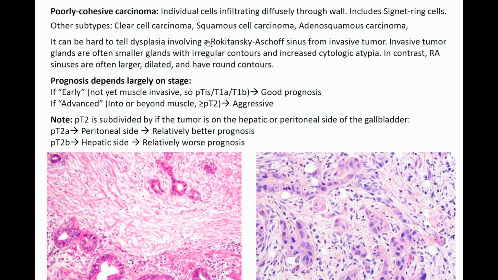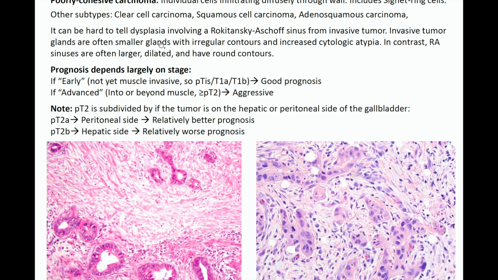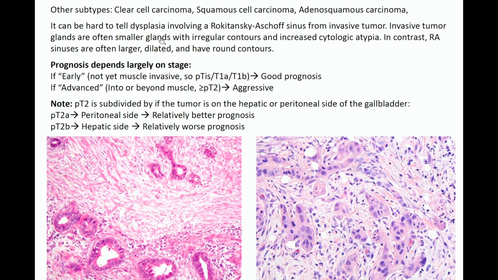You can also have mucinous adenocarcinoma, where over 50% of the tumor contains abundant extracellular mucin, as well as poorly cohesive carcinoma, where individual cells infiltrate diffusely through the wall, including signet ring cells. Other subtypes: clear cell carcinoma, squamous cell carcinoma, adenosquamous carcinoma, and it can be hard to tell dysplasia involving a Rokitansky Aschoff sinus from invasive tumor.